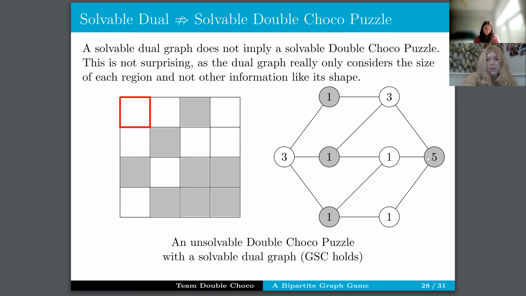So on the right, we have a solvable dual graph and it meets the generalized sum condition. But on the left, you see its corresponding double Choco board. Over here in this corner, these 3 cells do not match up to these 3 cells because of the shape and the distance between the cells. So here you would need a distance of at least 2 because 2 cells cannot be matched by a corner. But all of the gray cells here are only of size 1, so the distances do not match.